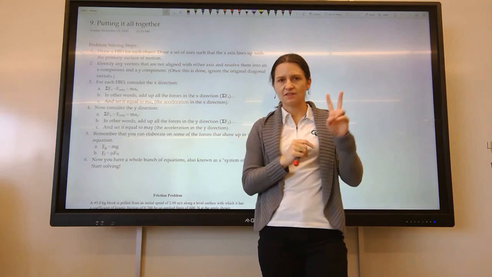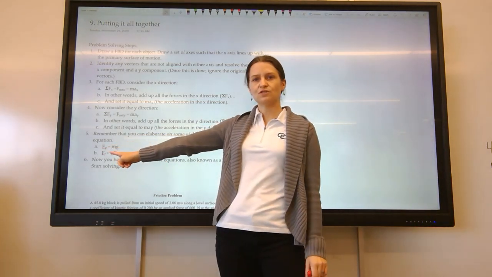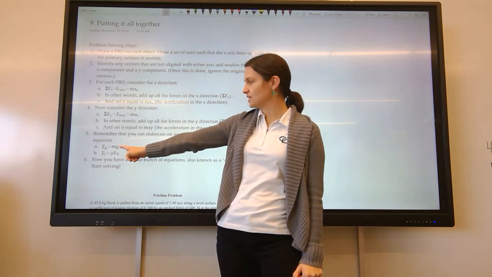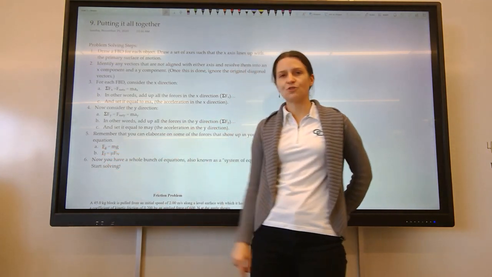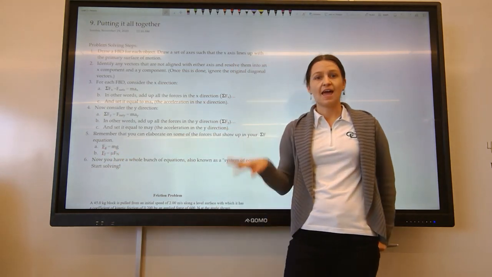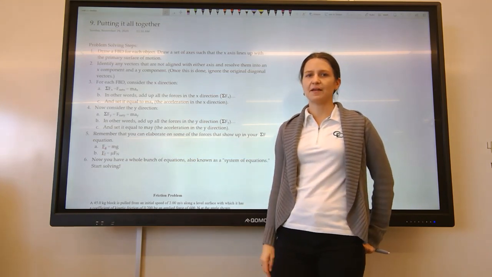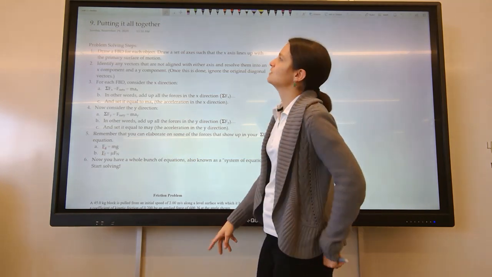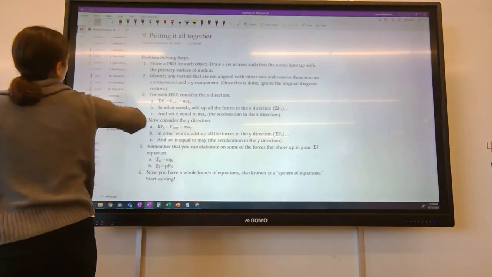Then you're going to remember that there's two other equations that you know. If you see Fg in one of your sums of forces, you can replace that with mg. And if you see Ff for the force of friction, you can replace that with mu Fn. And now you've just got a whole bunch of equations, a great big system, and you're going to start solving. So let's apply this to this example that we were working on in the previous videos.